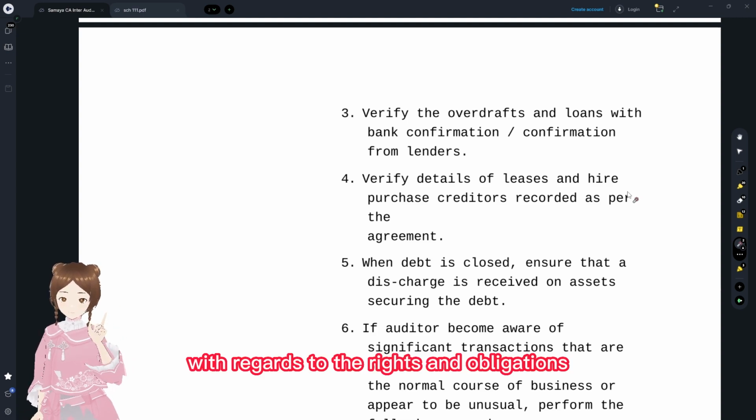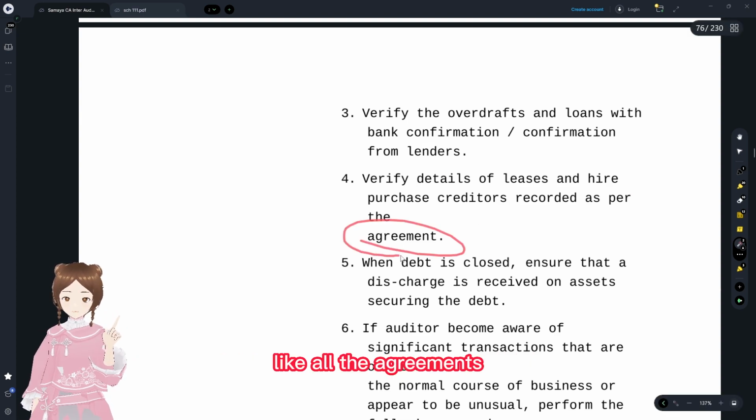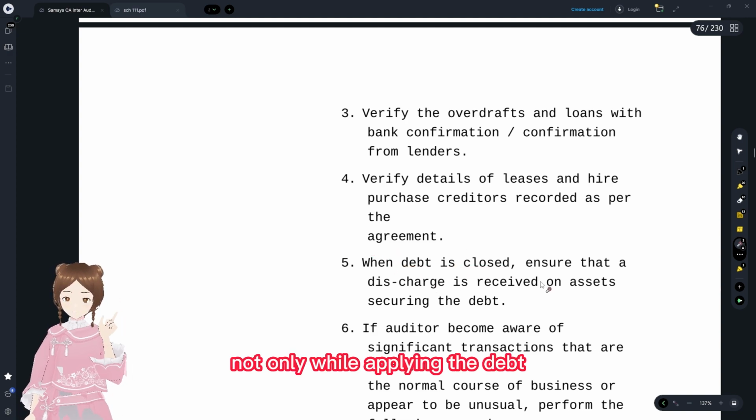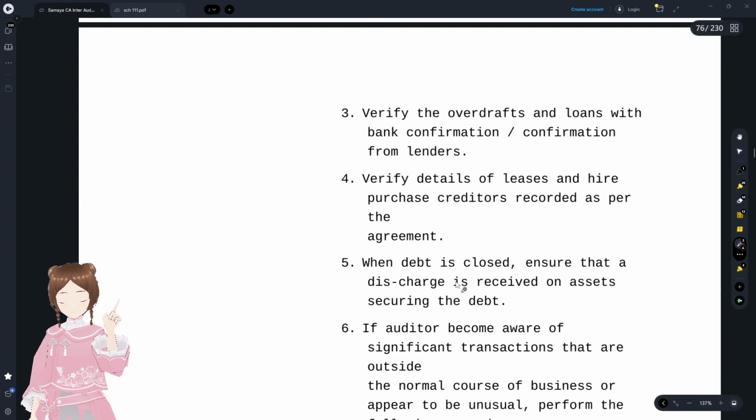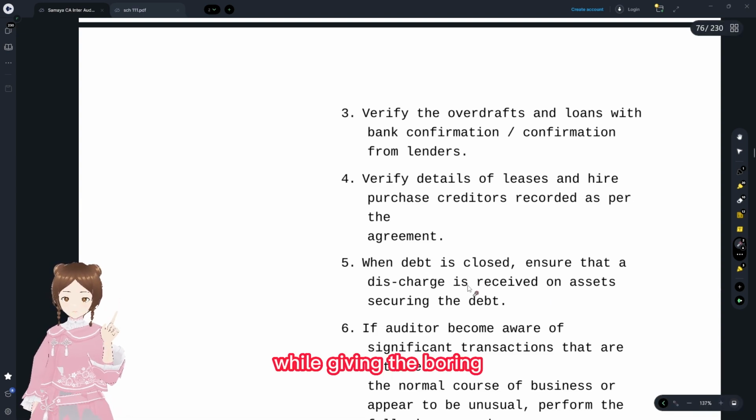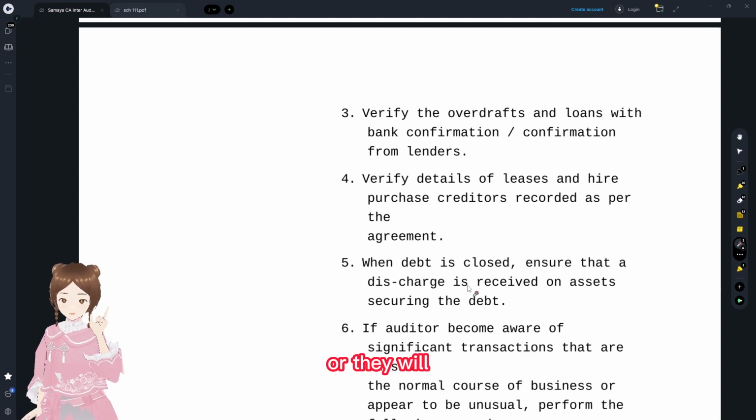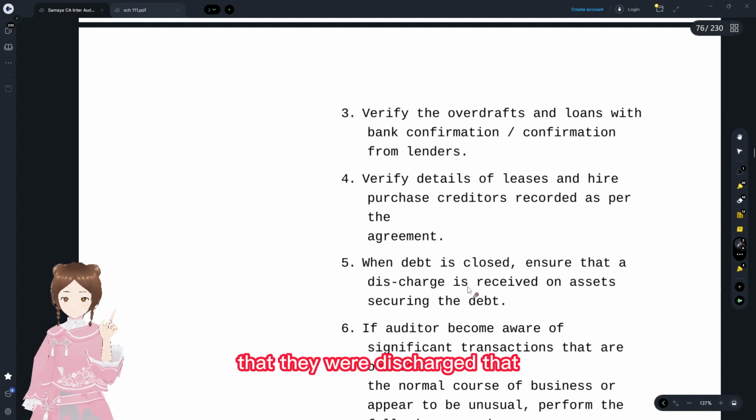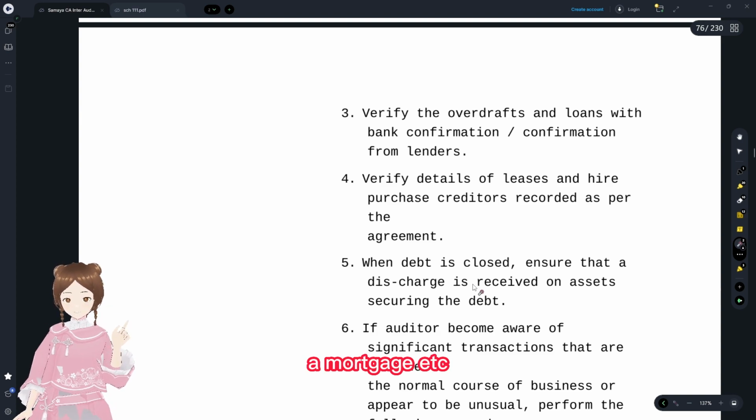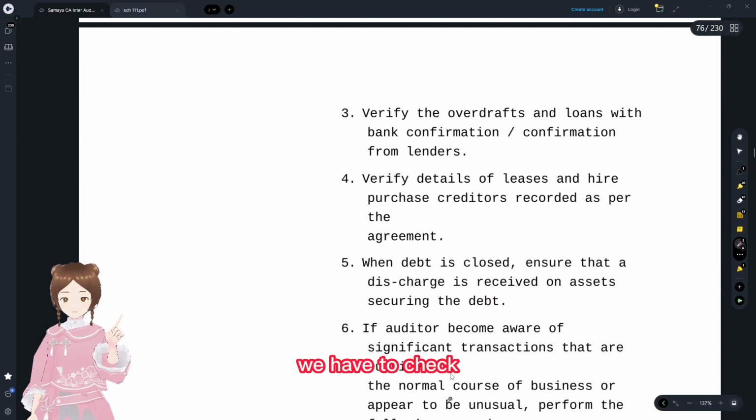We also have to check the rights and obligations. Also, as we have discussed earlier, right? We have to check all the agreements. And not only while applying for the borrowings, we also have to check while clearing the debt. When management takes the borrowing, they will pledge some assets, or they would put a mortgage on some assets, right? While clearing that debt, they also have to make sure that they were discharged from that. When we make it a mortgage, the beneficiary name would be the bank's name, right? So while clearing the debt, we have to check that the beneficiary name or the owner name should be the company's name. We have to discharge that.